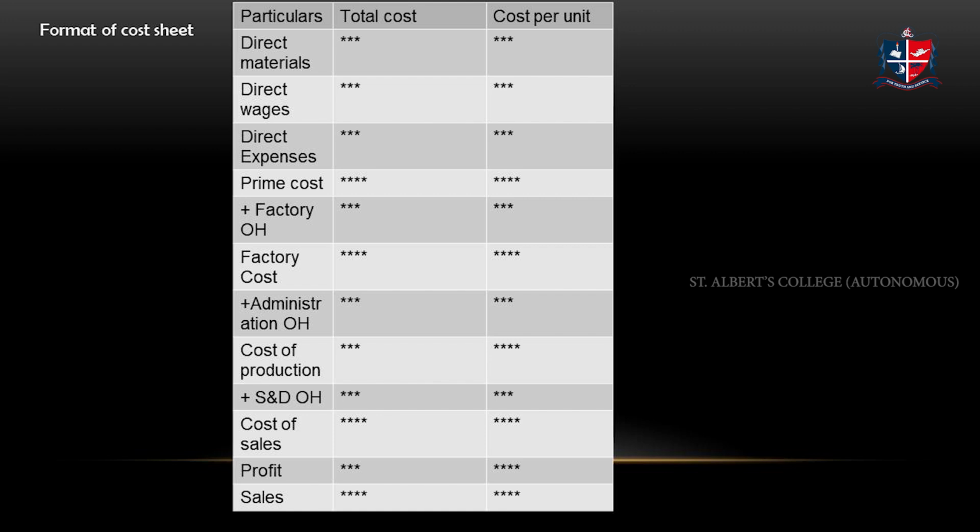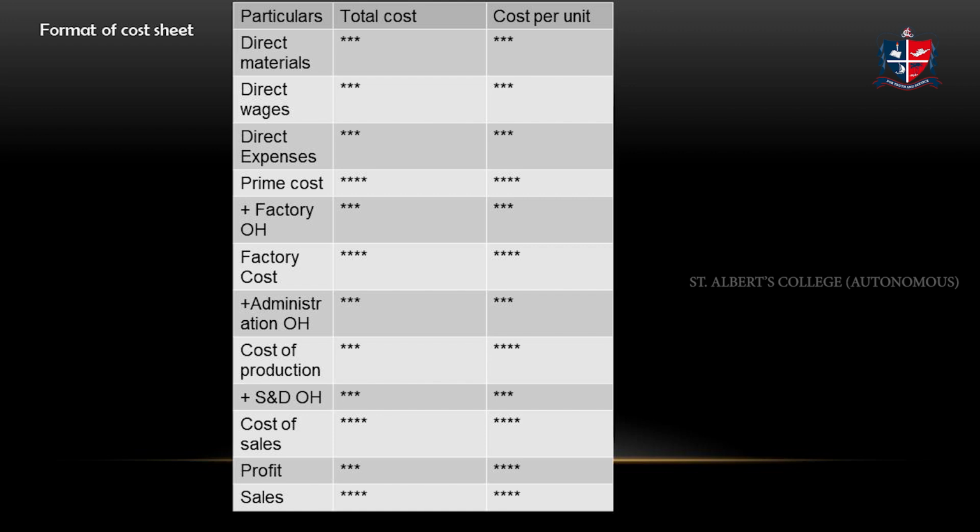Then add administrative or office and administration overhead to factory cost, and we will get cost of production. Administration overhead means office printing, stationery, office lighting, etc. These are considered as office and administrative overhead. Put those items in here and add them to factory cost, then we will get cost of production.